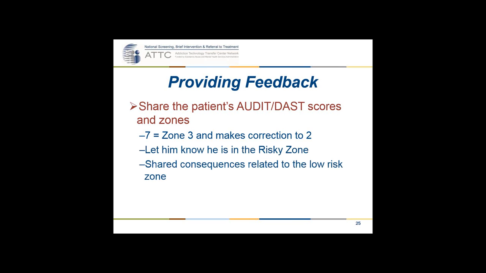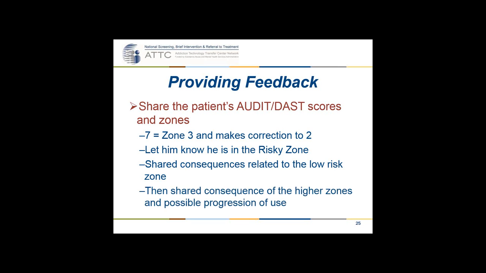So she talks about some of the health consequences, does a very thorough job of doing that, and then shared some consequences of the higher zones and possible progression of use. One of the things she did that I think is really helpful is that she referred back to the alcohol pyramid and showed him where he falls relative to the rest of the population. I do find that that is a piece of the step that sometimes gets missed. So check. She definitely did those things.